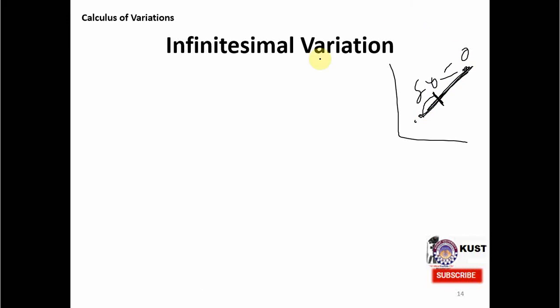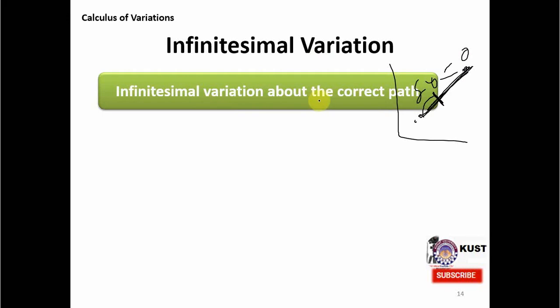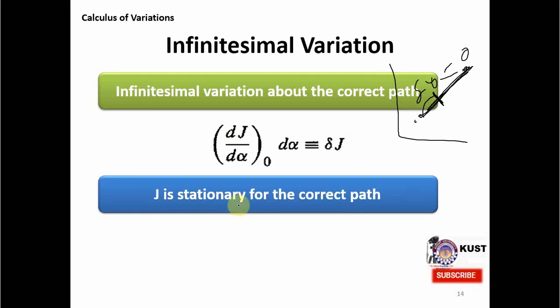So let us make this variation infinitesimal, and we say that the infinitesimal variation about the correct path is delta J, where J was the integral. The derivative of J with respect to alpha times d alpha is the infinitesimal change in the integral by definition, and J will be stationary for the correct path. By stationary we mean that this delta J will be equal to 0. So whenever J is stationary, we will get the correct path. You see that we have derived the procedure for obtaining the correct paths: by putting this infinitesimal variation equal to 0, we will get the correct path.